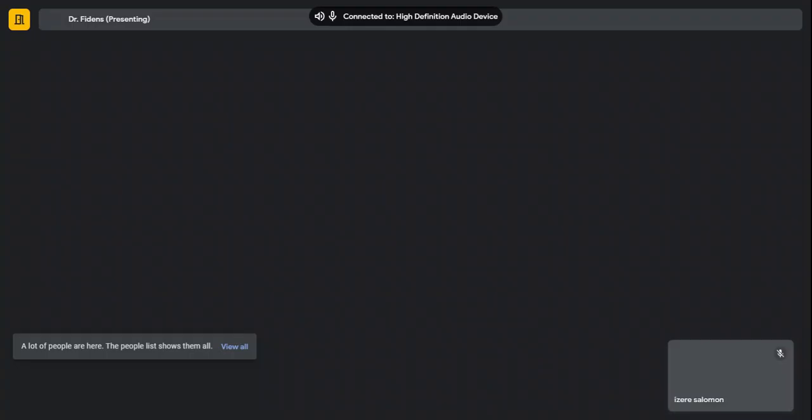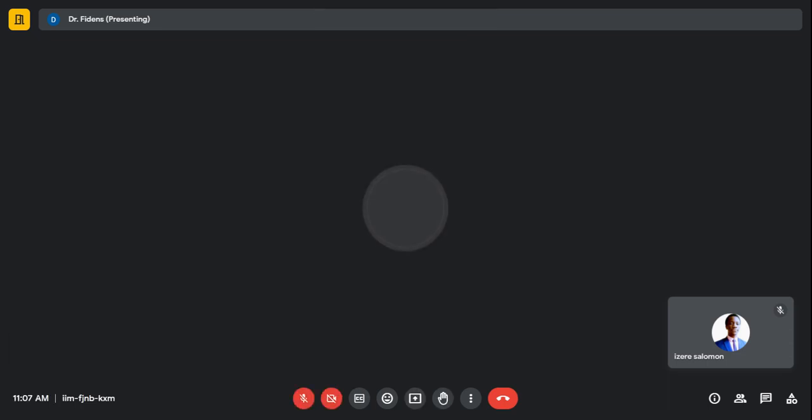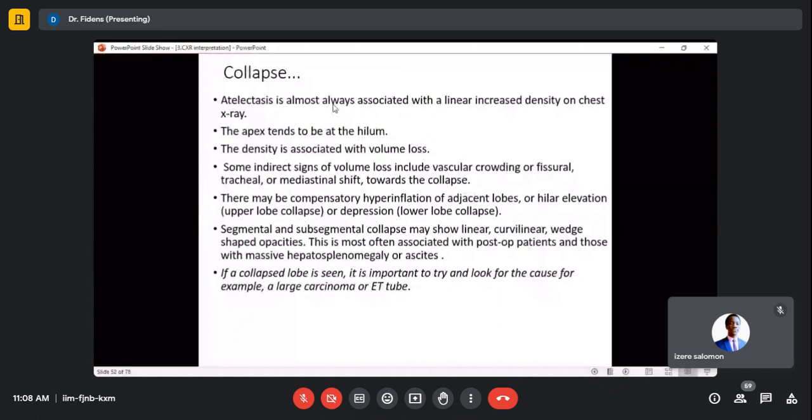These are now segmental or subsegmental collapse. Okay, if a collapsed lobe is seen, it is important to try and look for the cause, for example a large carcinoma or an endotracheal tube. When you see a collapsed part of the lung, it is not enough to report collapsed left lung or collapsed left lower lobe. Immediately you have to look for the cause, because the most important thing is not the collapse, but what was the cause. That cause can be removed if possible.